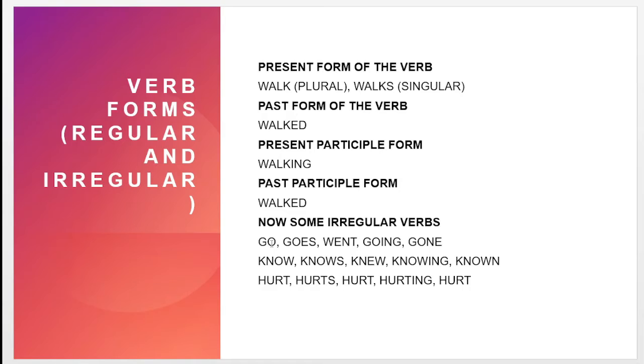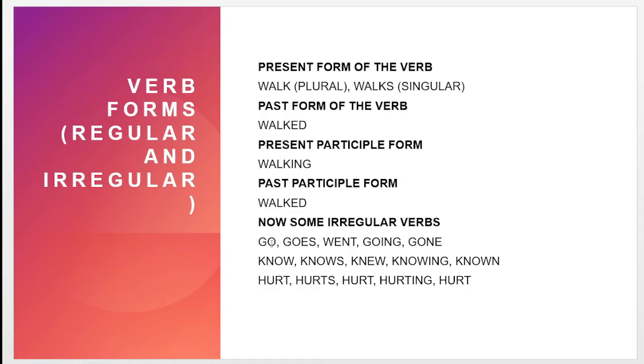Now you can see that the form of the verb changes according to the tense that is used, and some forms are regular. Regular means you can identify these are the verb forms, but sometimes they are irregular. It does not look like the verb at all. So let us look at them.